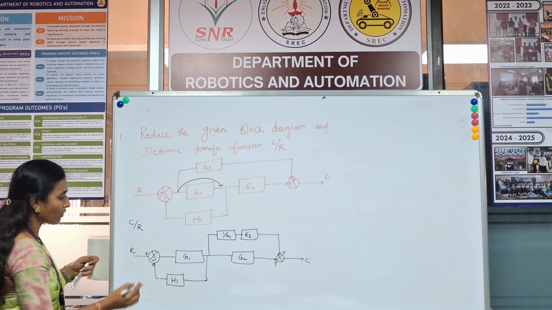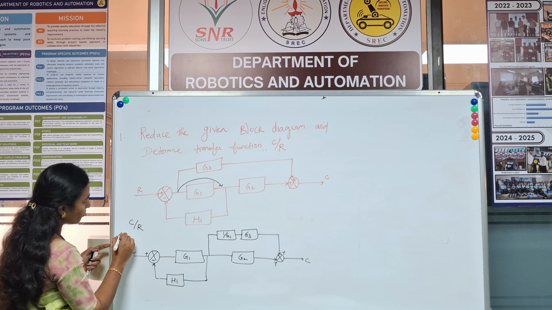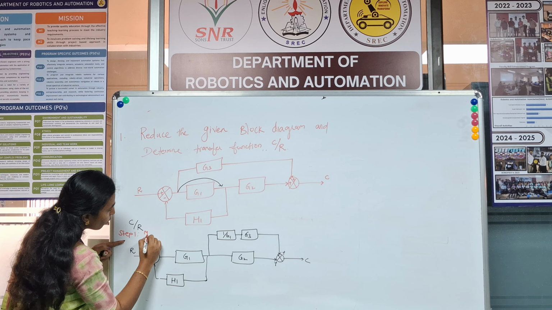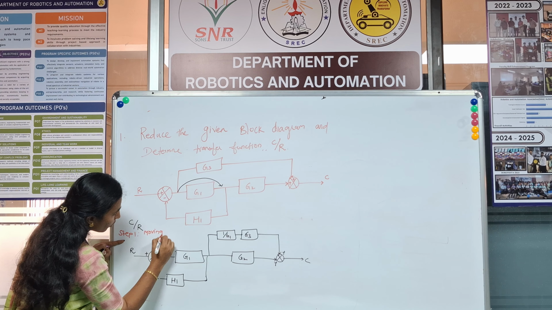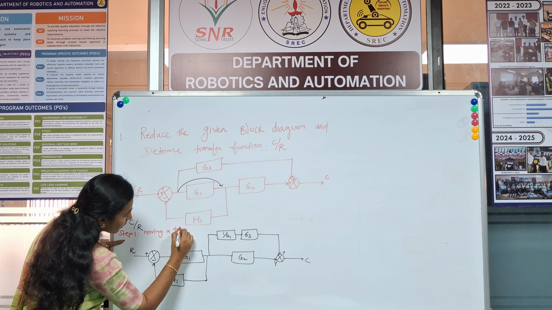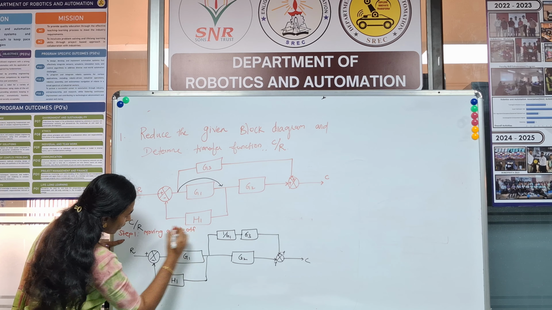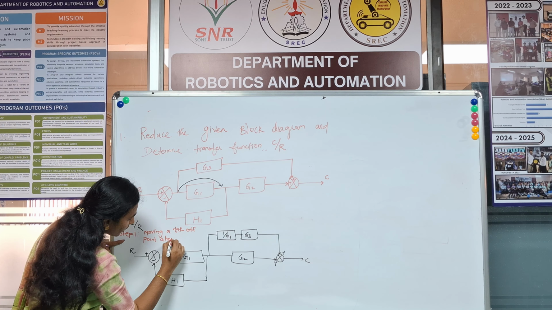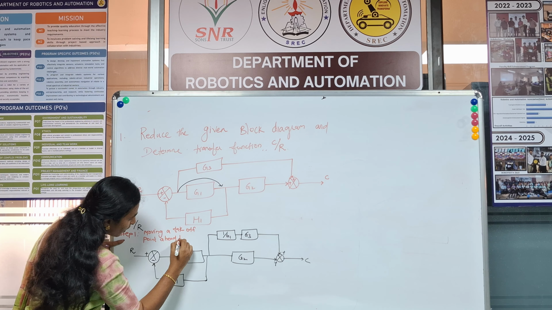So the first rule we have applied here, step 1, is moving a takeoff point ahead of the block. Which block?